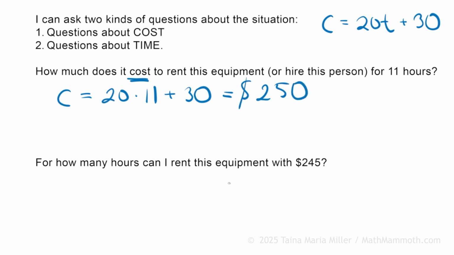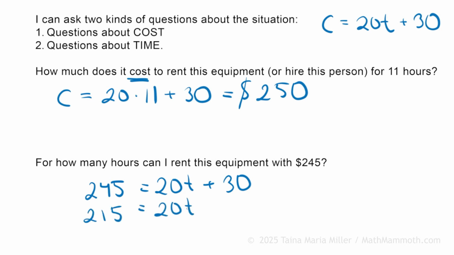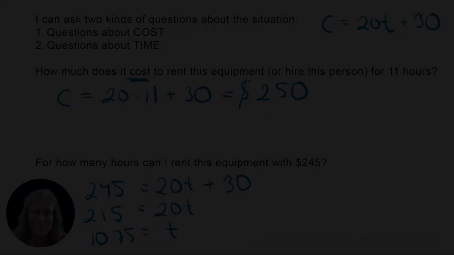For how many hours can I rent this equipment with 245? Here, the T is not known, but C is known, so I will write 245 in place of C. And then solve for this, subtract 30 from both sides, and now divide by 20. 200 divided by 20 is 10, and then 15 divided by 20 is 3/4. So it's going to be 10 and 3/4. All right, let's go on.